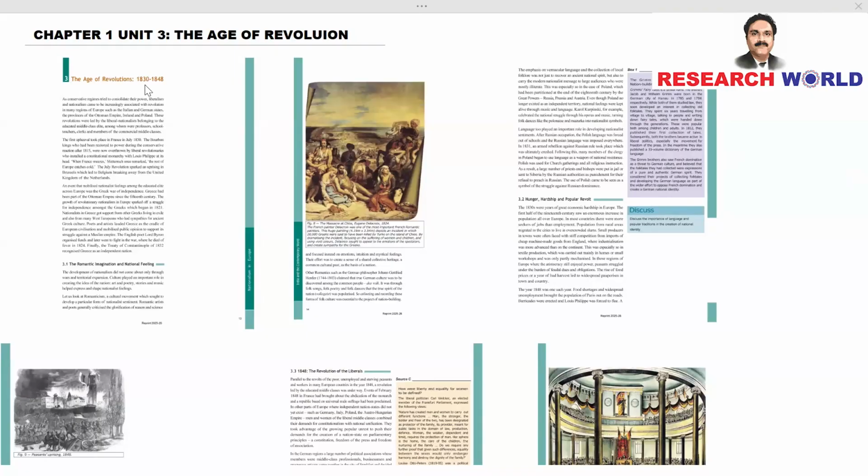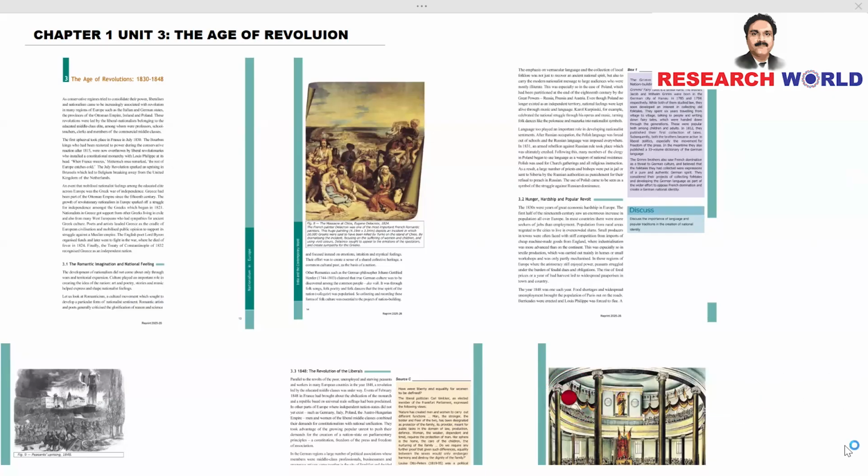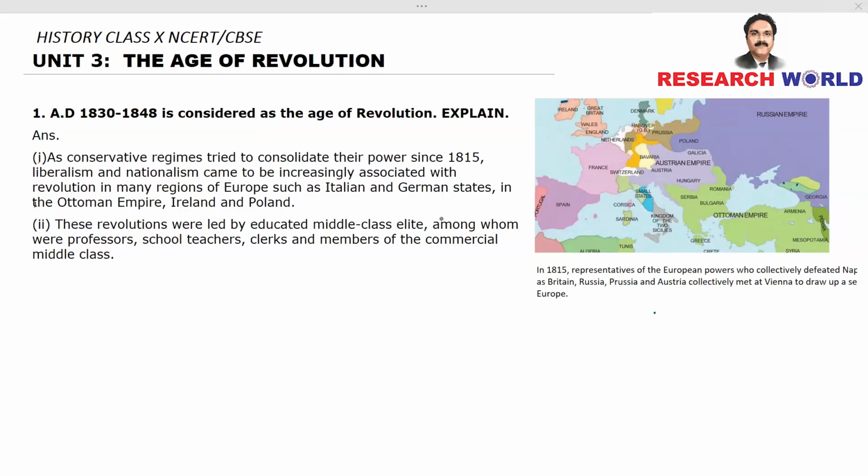Now we'll start with chapter 1, unit 3, the age of revolution. In this unit, we will be covering from page number 13 to 18 of the NCERT textbook. And this topic is divided into 11 questions. Through these 11 questions and their answers, we'll cover the whole chapter. Now let's start with the first question.